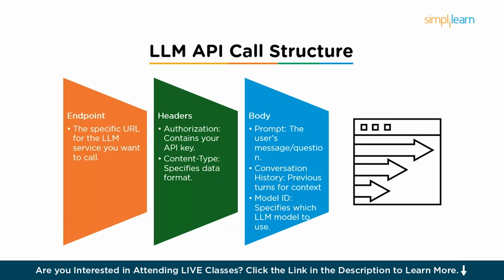Providing this context is absolutely essential as LLMs are stateless by nature. They don't remember past interactions unless you explicitly send the history with each new request. This is how the chatbot maintains a coherent conversation. And in the context of multi-LLM chatbots, the body might also contain a model ID, which specifies which LLM model to use for that particular query, allowing you to dynamically route requests based on their type or complexity. Understanding the structure is fundamental to sending effective requests to LLM APIs and building a functional chatbot backend.